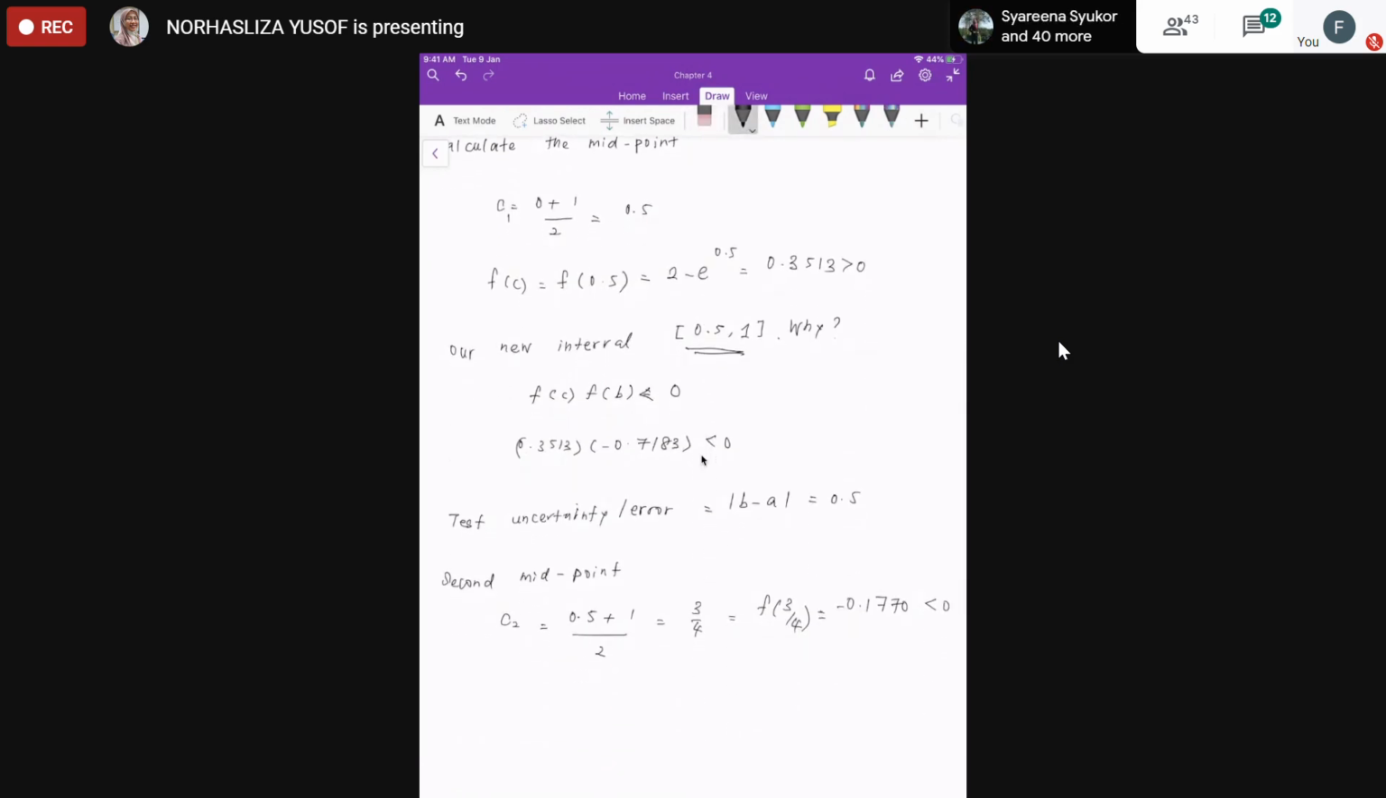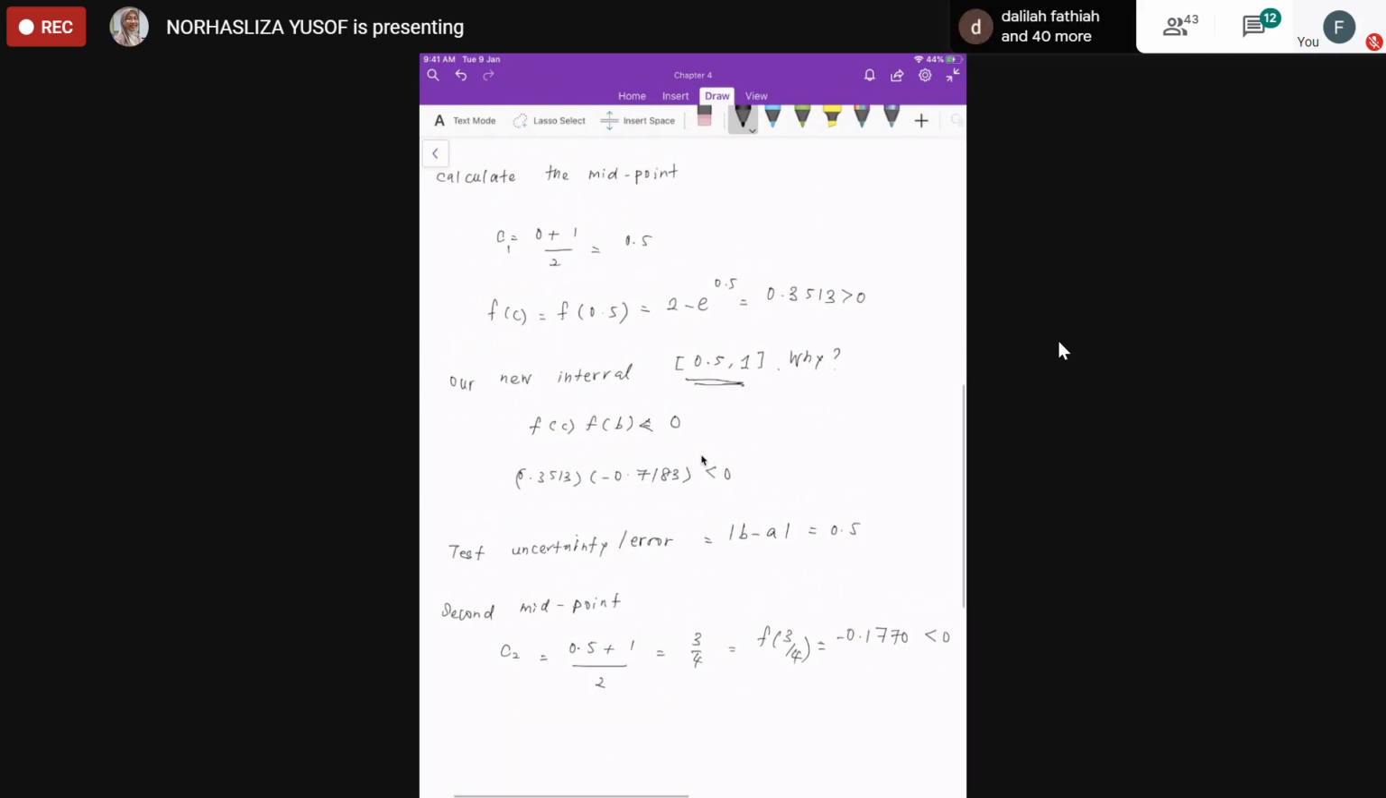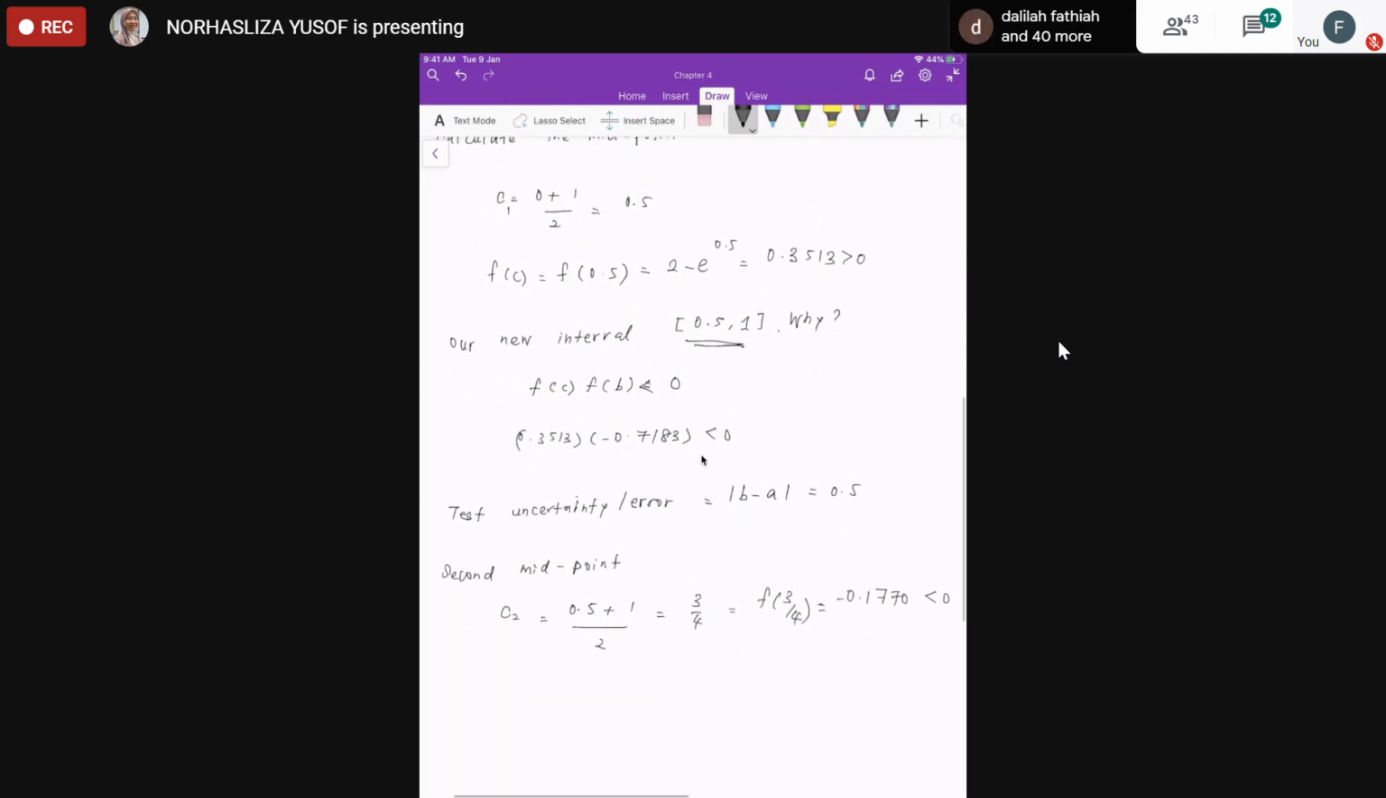Since it's going slowly to convergence, we are going to test which pair we're going to choose now. We cannot choose 1, because now we have positive at 0.5 and 3/4. Our new interval is actually 0.5 and also 3/4, because these two will give you a negative value.